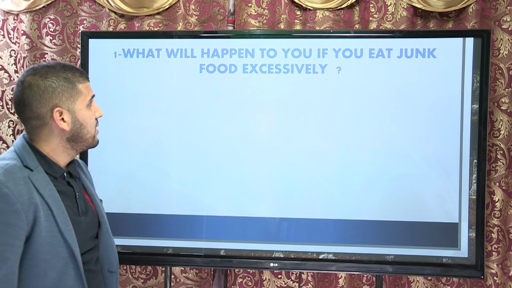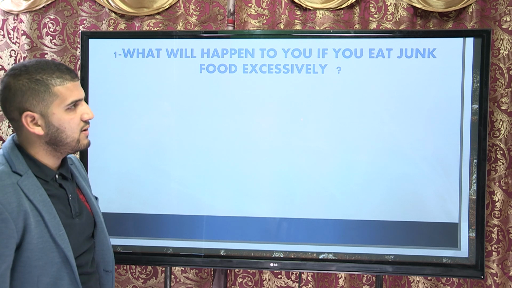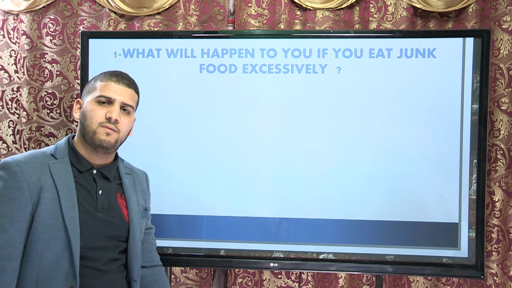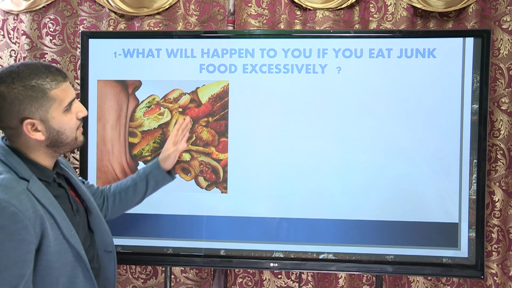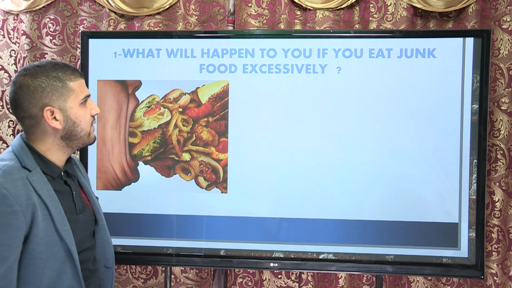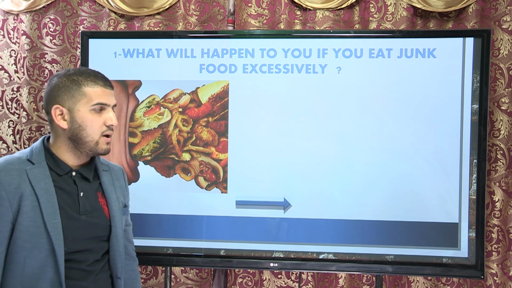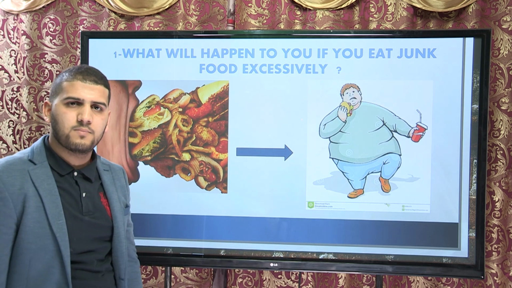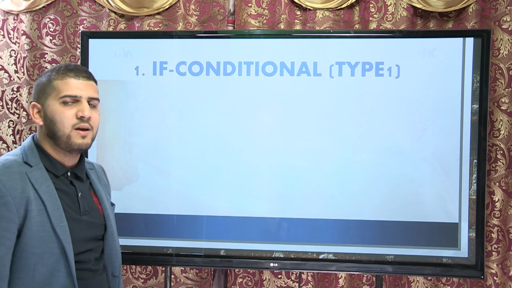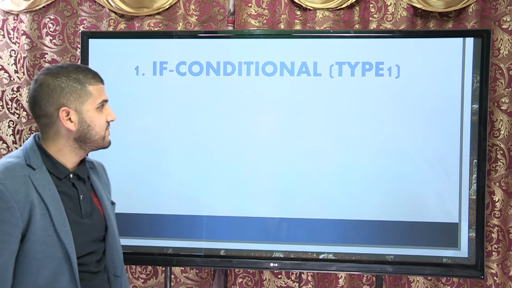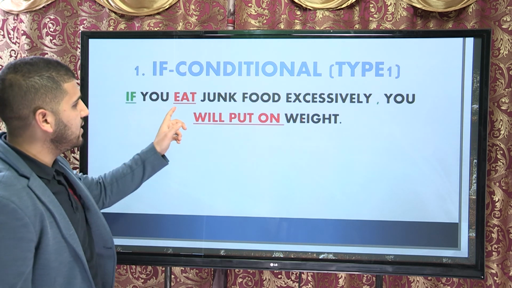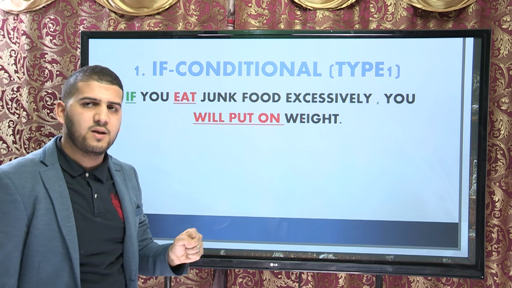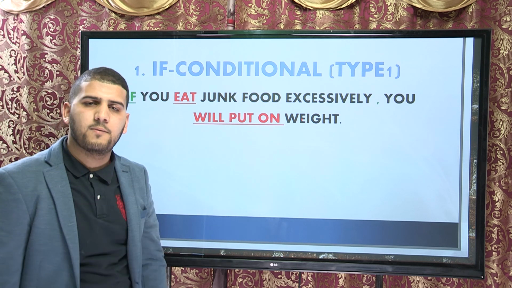Question 1. What will happen to you if you eat junk food excessively? If you eat junk food excessively, you will put on weight. This is an example of if conditional type 1. So, if you eat junk food excessively, you will put on weight.